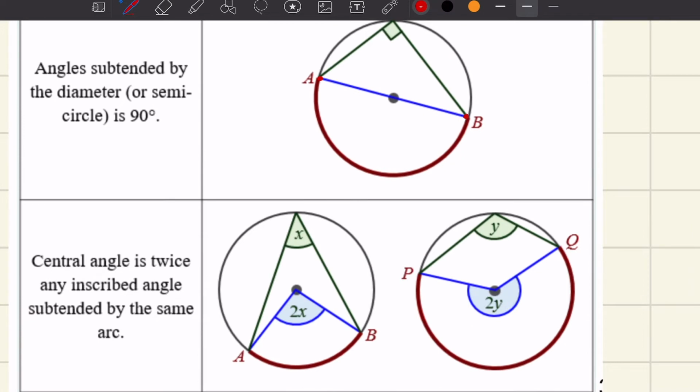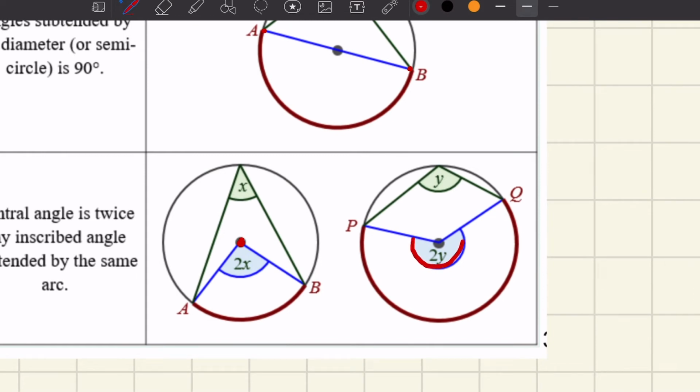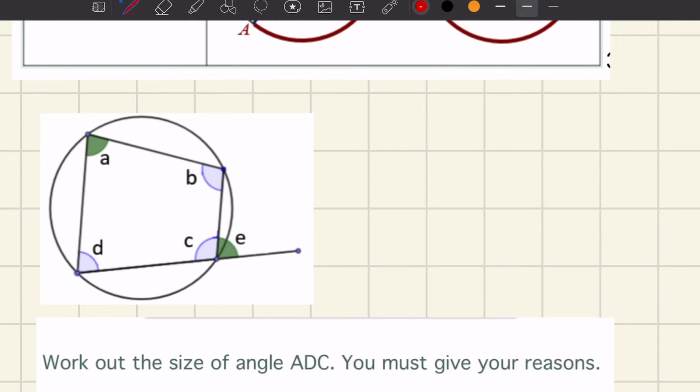And let's move to the next one. The central angle is twice any inscribed angle subtended by the same arc. This one is pretty straightforward. The central angle is just an angle with its vertex on the center of a circle. So here will be the vertex, and it's also the center of the circle. And the degree of the central angle will be twice of the inscribed angle if they are made on the same arc. As you can see here, the central angle could also be greater than 180 degrees, and the theorem still works.